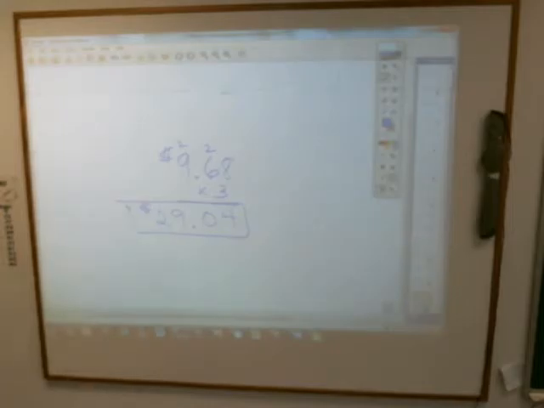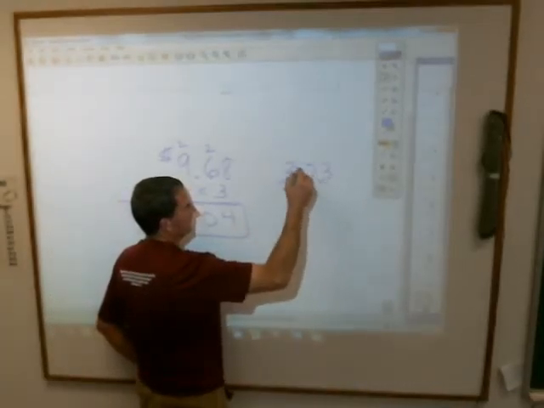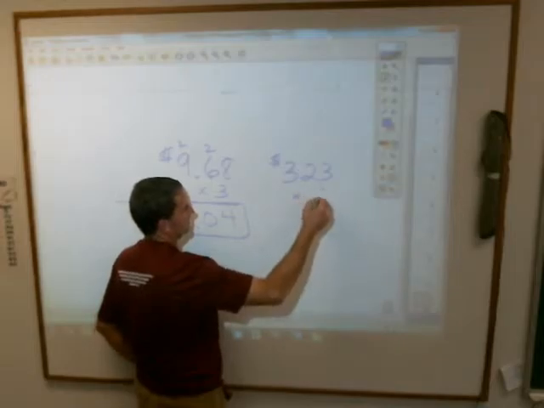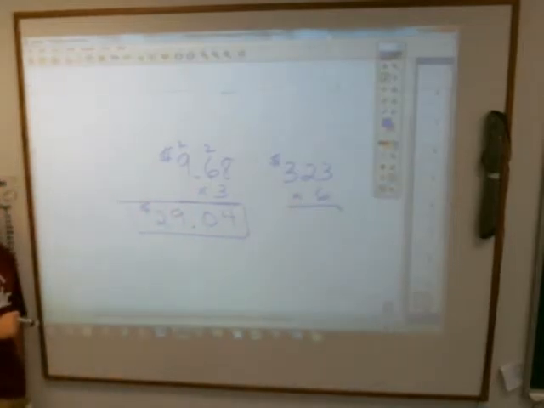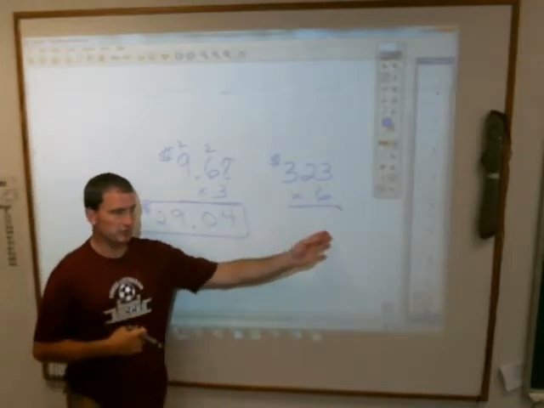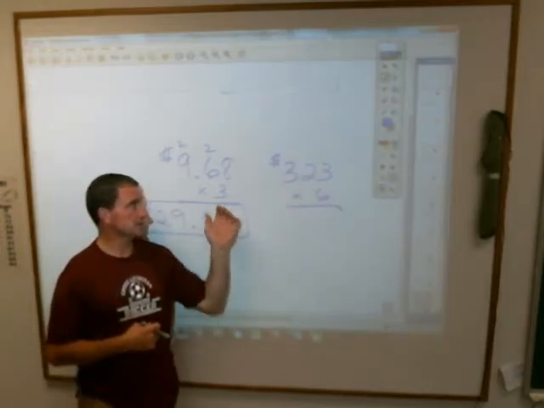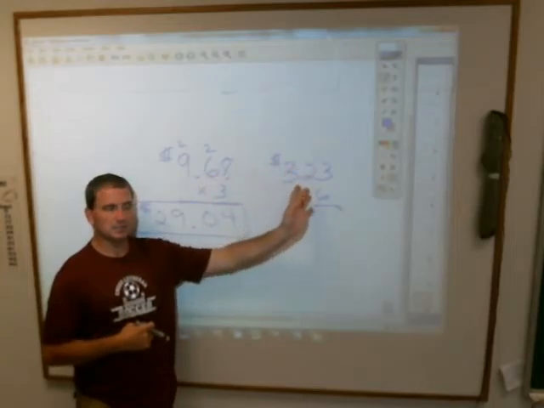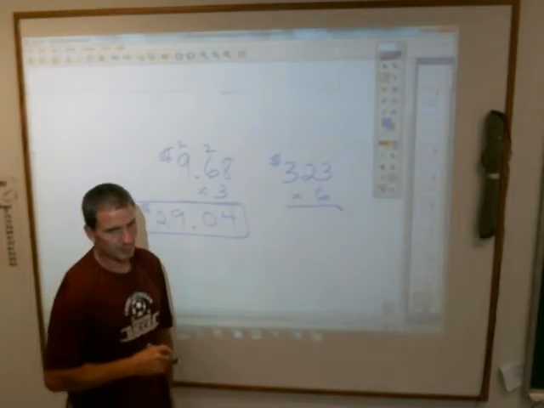Now be careful because what about this problem? $323 times 6. Notice there's no cents in this, so when you get your answer, it's already going to be in dollars. You don't have to put the cents in it because this one had the decimal point in it. This one didn't, so you don't need to put the decimal point cents in this one. You just do that whole problem out there.